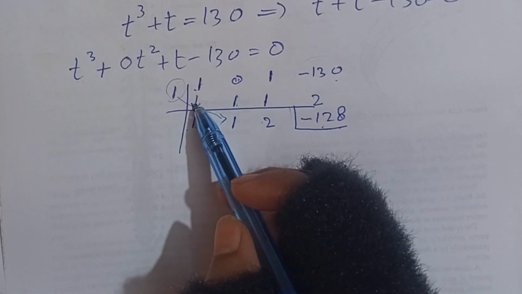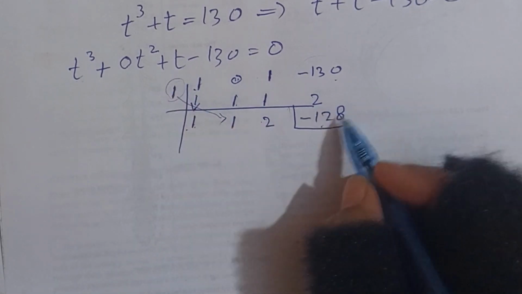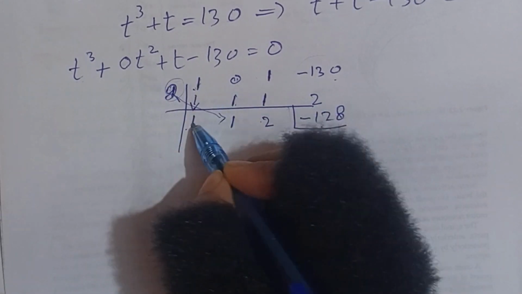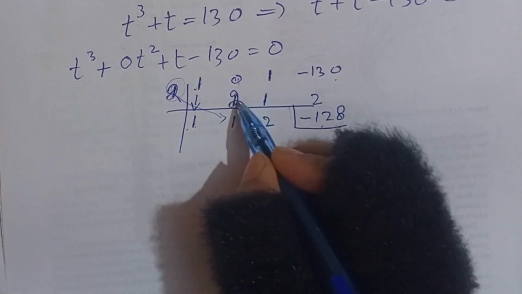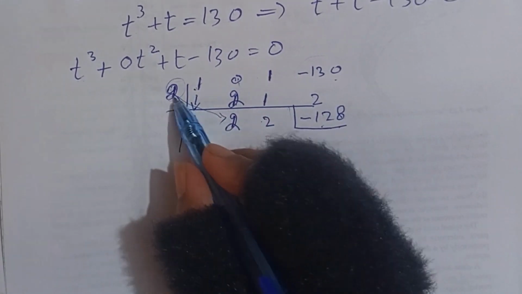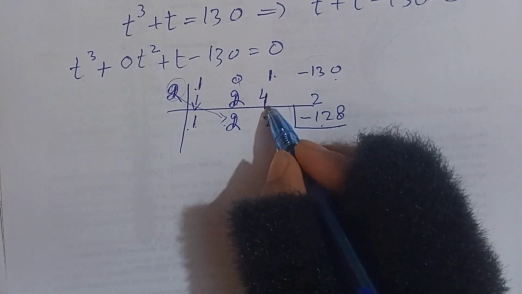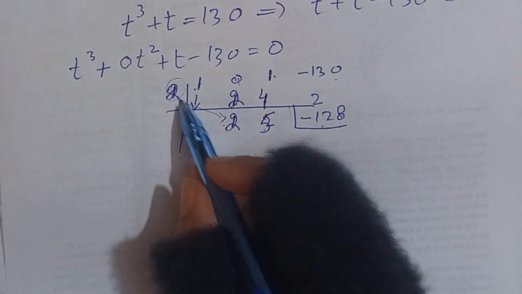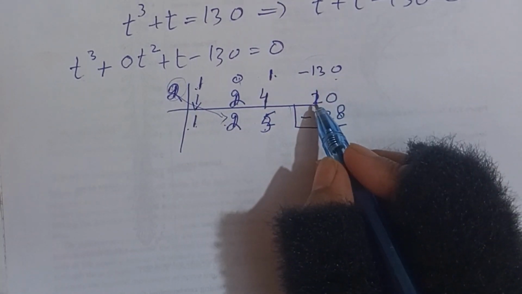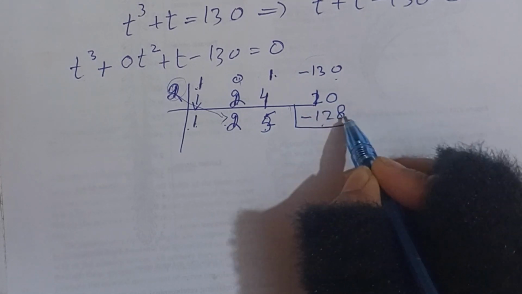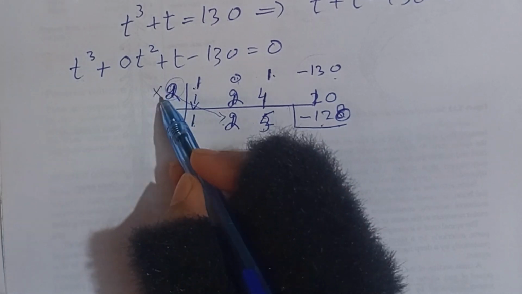So this implies 1 is not suitable. So we select another number. Let's try 2. We write this as it is, multiply 2 by 1, we just get 2. And if we add, then we get 2. Multiply 2 by 2, we get 4. And 4 plus 1 is 5. So we write here 5, multiply 2 by 5, we get 10. And minus 130 plus 10, we get minus 120. So in this case, remainder is also not 0, so 2 is not suitable.